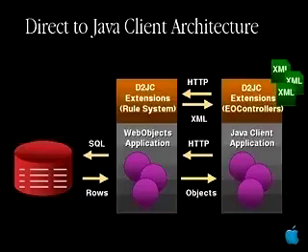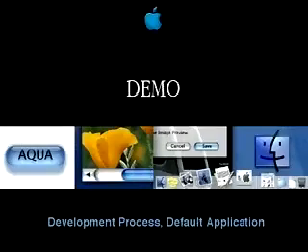So the difference between a normal or traditionally developed application and a Direct to Java Client application is that in addition to exchanging objects and information about the objects, you also have to exchange information about the user interface. The server is responsible for generating the user interface on the client side. Okay, so I'd like to show you how that looks.